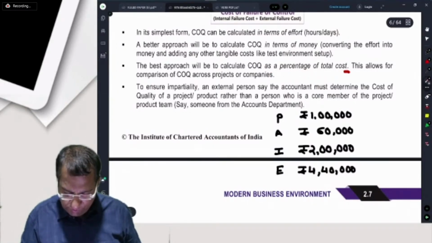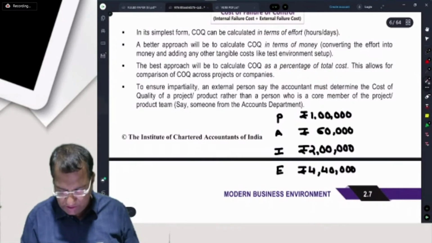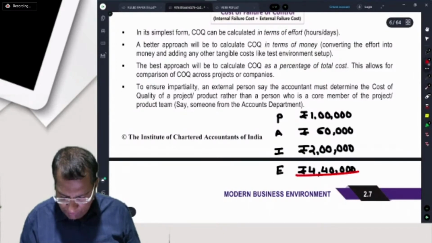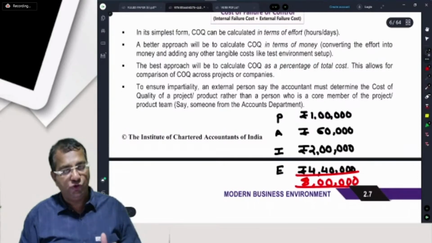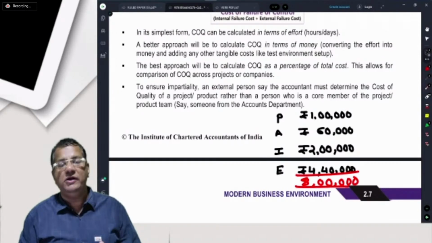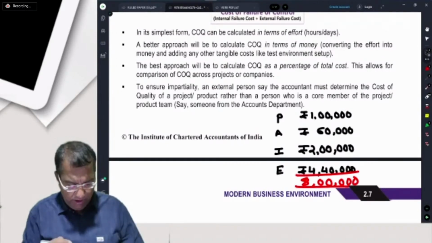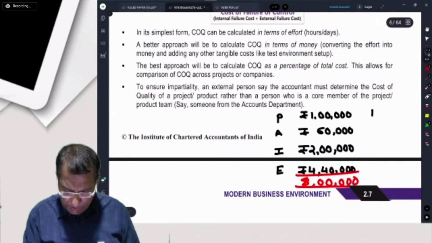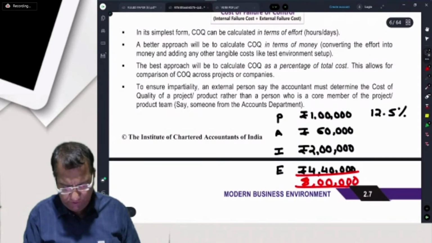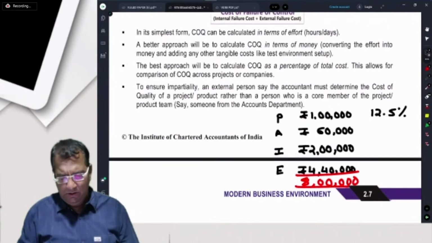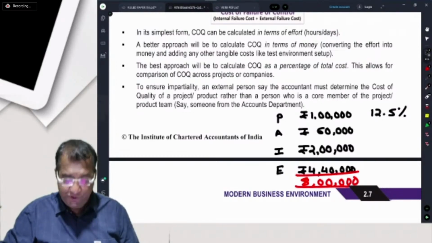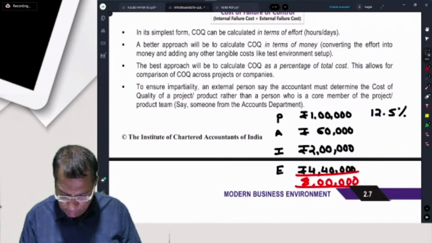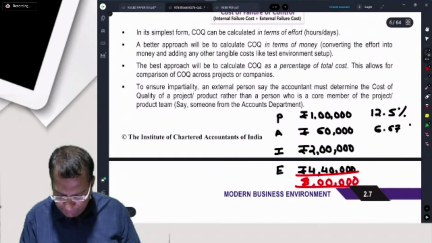Like 1 lakh 60,000 plus 2 lakh, 3 lakh 60,000 plus 4 lakh 40,000. So it's total 8 lakh rupee. The total cost of quality is rupee 8 lakh. Out of rupee 8 lakh, 1 lakh rupee is being incurred on prevention cost. I think when you convert this 1 lakh rupee, it will be 12.5%. I don't know the final answer, but I think 1 lakh divided by 8 lakh, it will come up to 12.5. 60,000 divided by 8 lakh, it's 6.67.